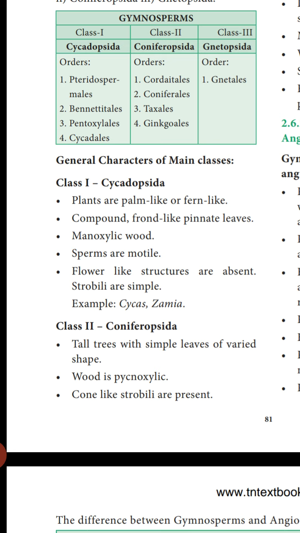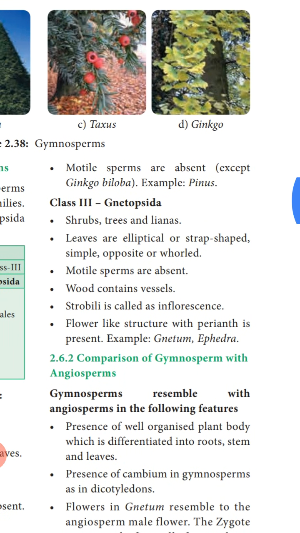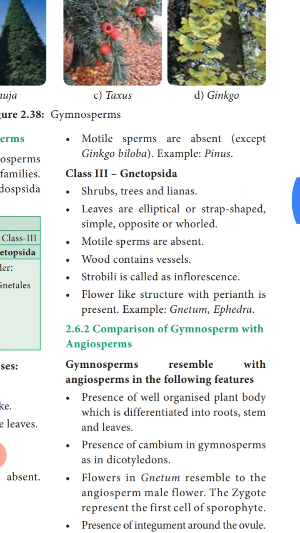Next class is Coniferopsida. Here they are tall trees with simple leaves of varied shape. Coniferopsida includes the coniferous trees. They are tall trees. Their wood is pycnoxylic. We have studied that pycnoxylic wood has narrow medullary rays and less protoplasm, and the wood is hard. Cone-like strobili are present. Next, motile sperms are absent except in Ginkgo biloba.